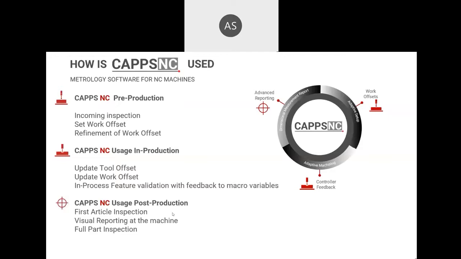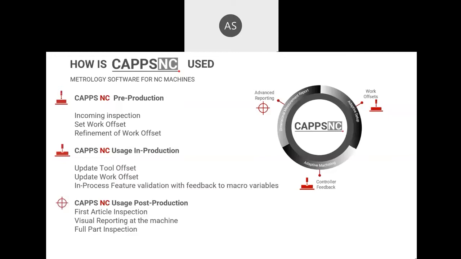And then finally, we have post-production. So post-production can be used for first article inspection. So let's say you're setting up a part on a machine and you want to probe that part. Now, typically, how does it work? So the part comes off the machine and goes to inspection, and you wait. You wait until inspection can get to it and give you your results and say, yes, your setup is good, or no, your setup's bad.